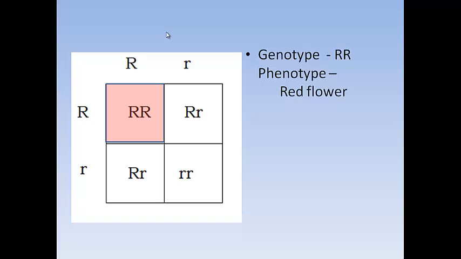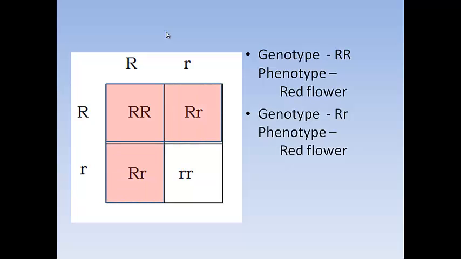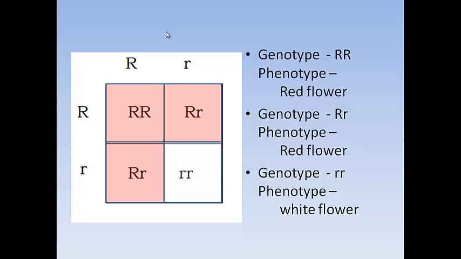We have one genotype that's homozygous and dominant. Its phenotype would be a red flower. We have two individuals that have a heterozygous genotype. They have one of each allele, one of each version of the gene, one dominant, one recessive. Phenotype would be red flowers. And our last one is homozygous recessive. It has two copies of the recessive version of the gene, two recessive alleles. And its phenotype would be a white flower.